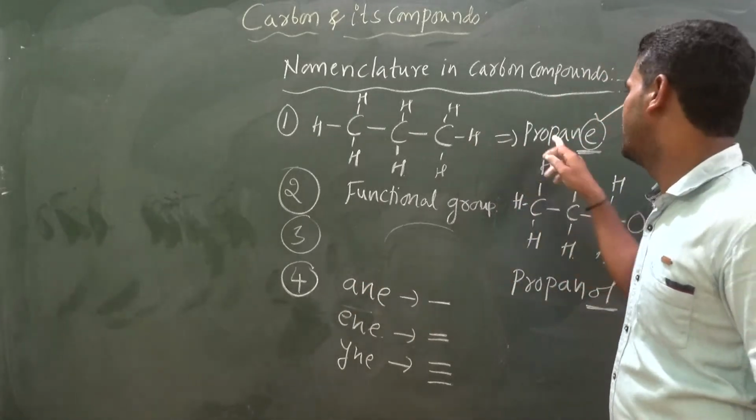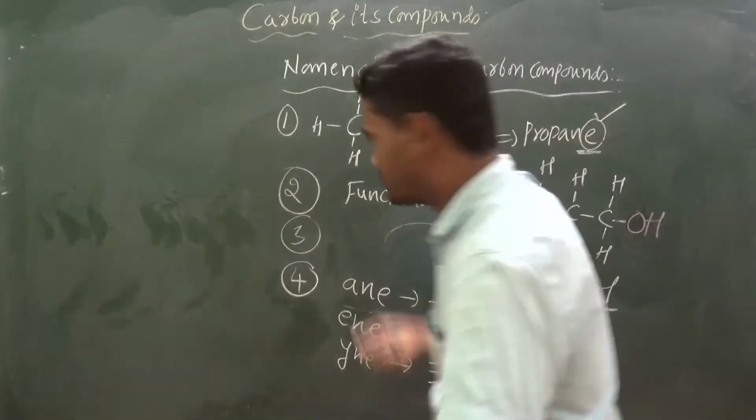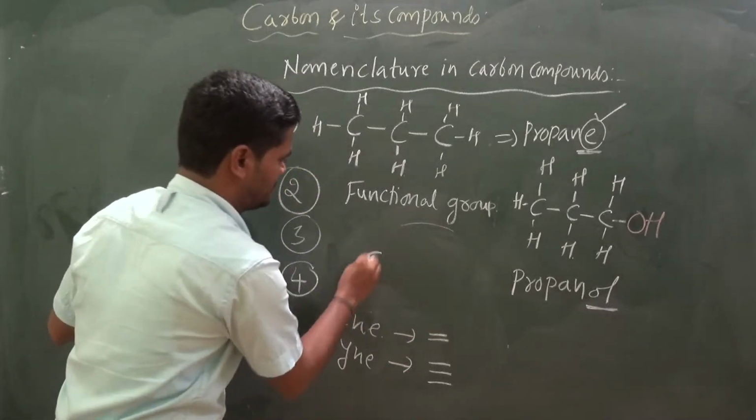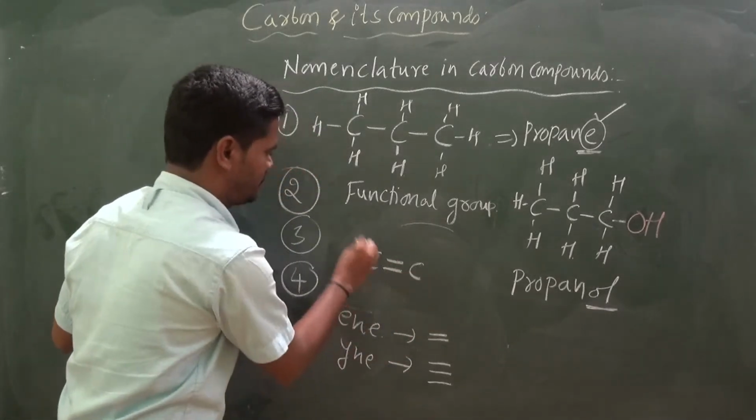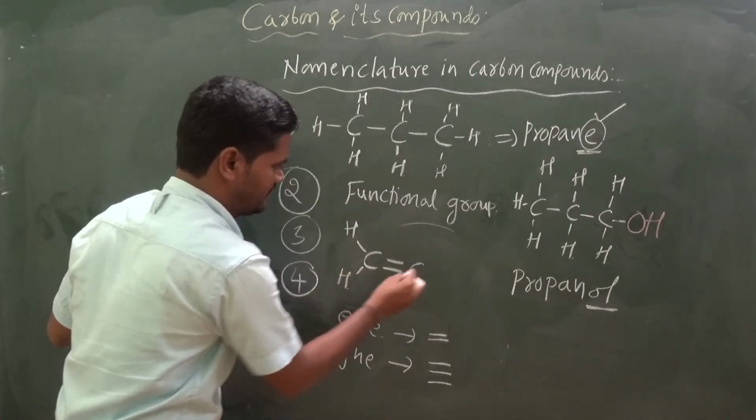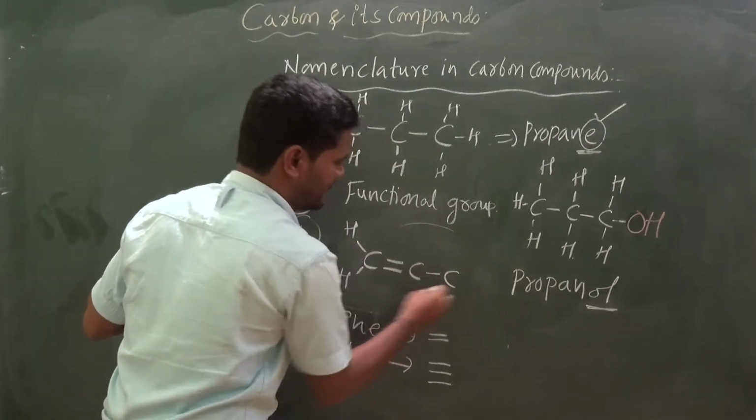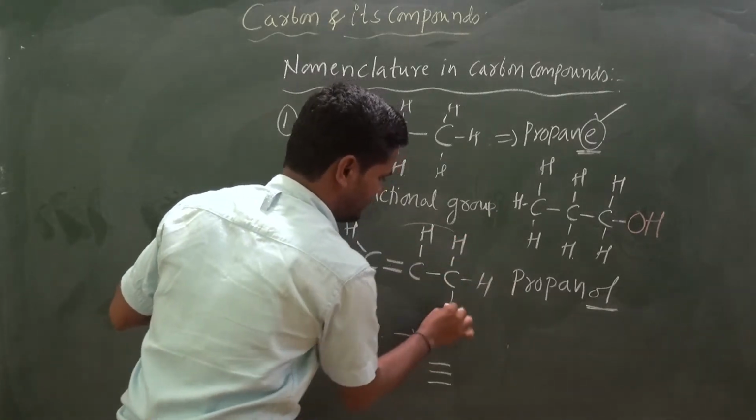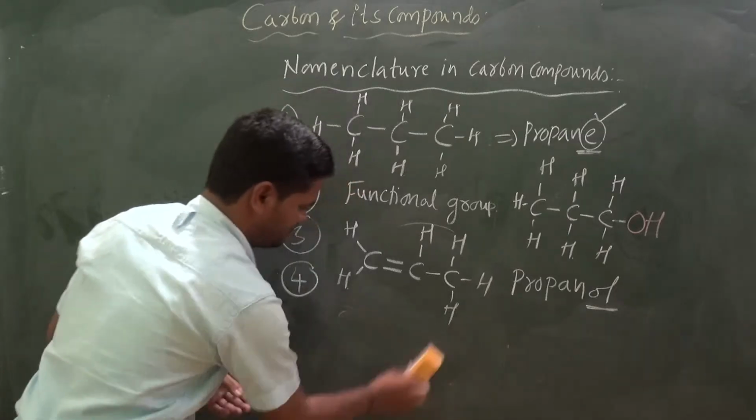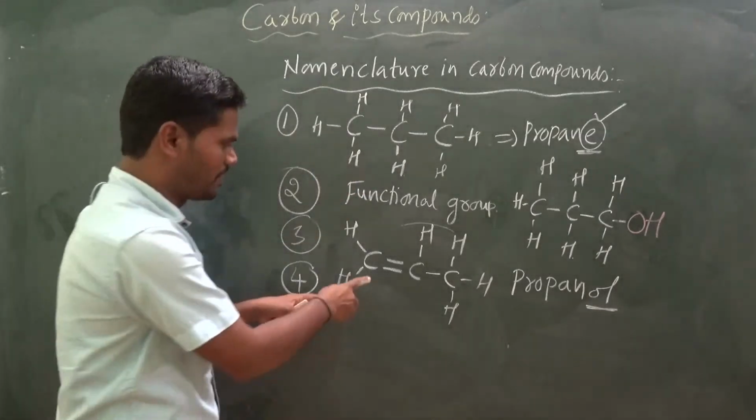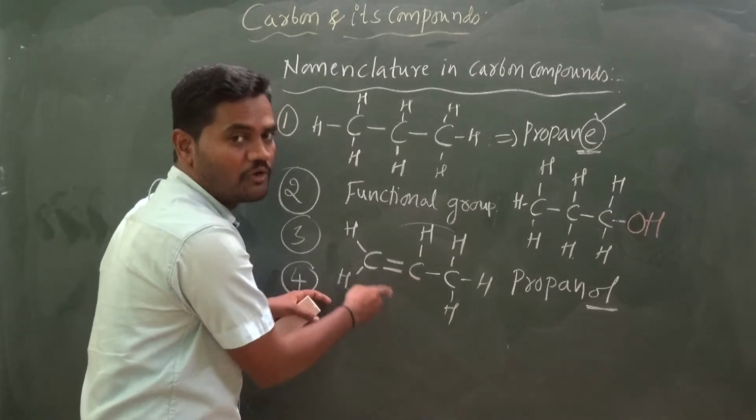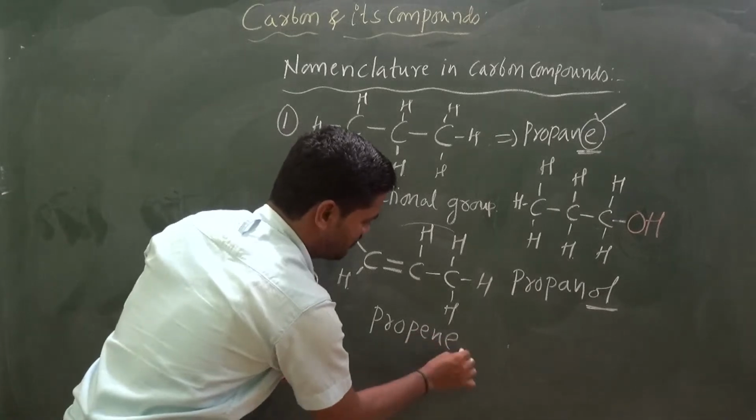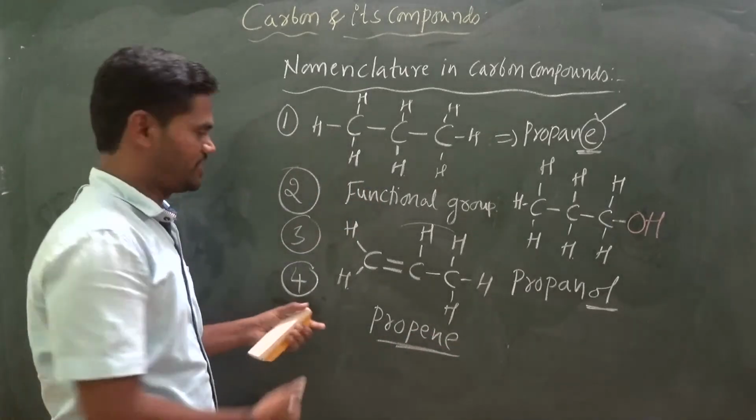That's why propane. Suppose for this compound only a carbon-carbon double bond is there. I'll write this one: a double bond is already there, and another double bond, so one hydrogen and three hydrogens. This one is propene, because a carbon-carbon double covalent bond is there. That's why it is propene.